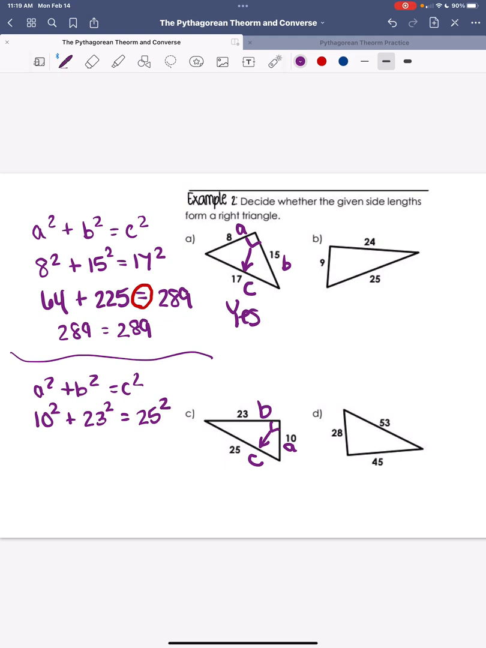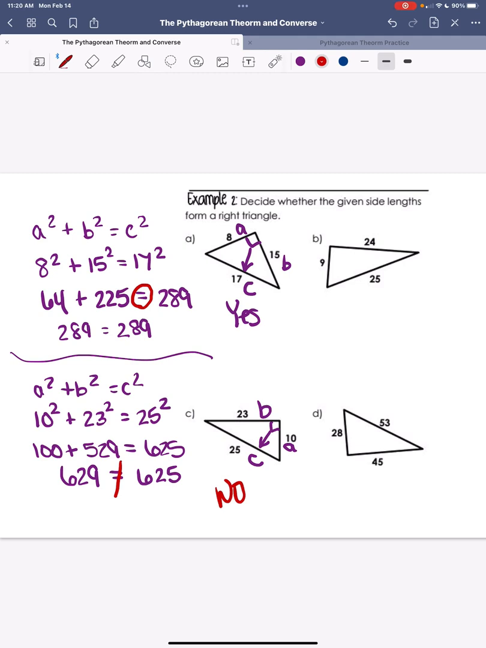Okay, so when we put these into our calculator, 10 squared we know is 100. 23 squared is 529. And 25 squared gives us 625. So now if we come over to the left-hand side of our equation and take 100 plus 529, we're going to get 629. And I want you to look: does that equal 625? And no, it does not. So we would say that C does not represent a right triangle.